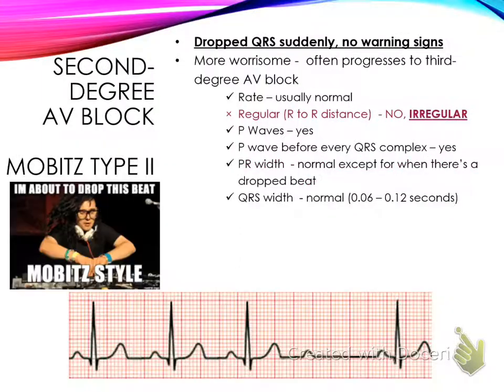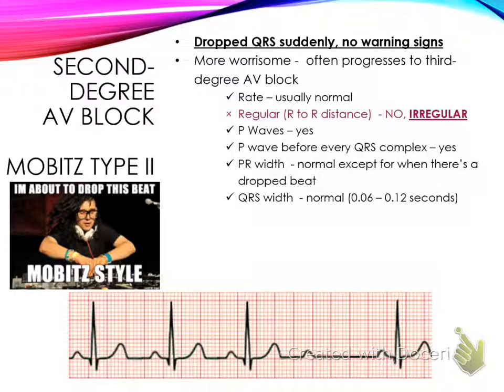This one, second degree type 2, is another dropped beat, and you can tell because it's irregular, but with a P wave before every QRS. You look at P, QRS, P, QRS, P, QRS, P. Oh, wait a minute. There's a missing QRS. If there's a missing QRS, it's probably second degree type 2. So we have P, QRS, P, QRS, P, QRS, P, P, QRS. If it's just a dropped beat out of nowhere with no lengthening, this PR interval did not lengthen.